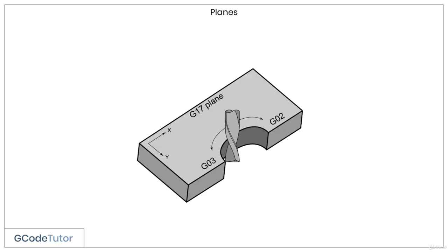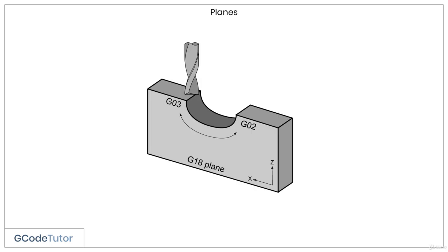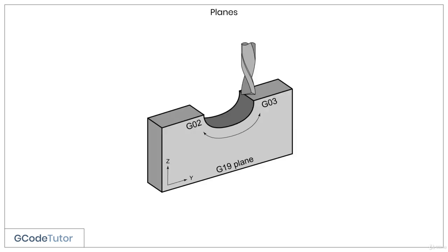Let's have a look at each plane in relation to which way the G02 or G03 command works. Now remember, G02 is our clockwise interpolation of cutting an arc, and G03 is our counterclockwise. This is a graphical representation of the G17 plane. The G18 plane would look like this, and the G19 plane. These last three slides are available for download underneath this lesson.